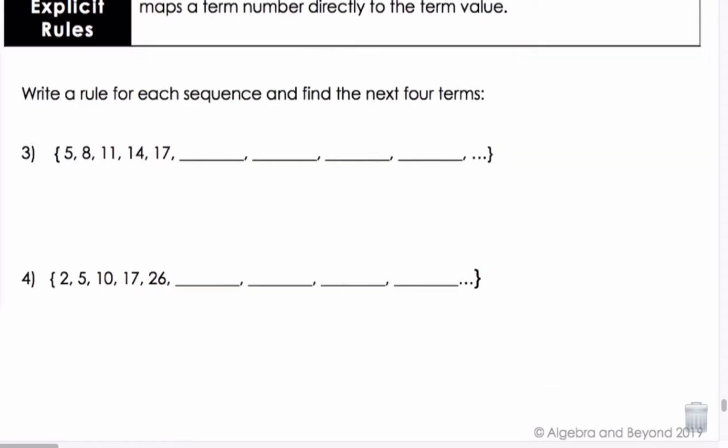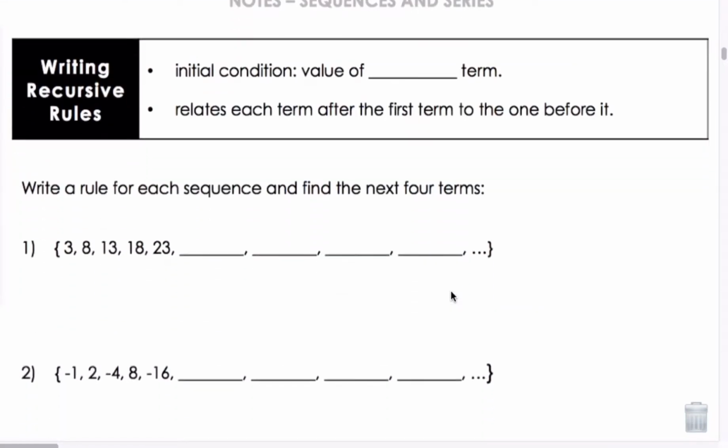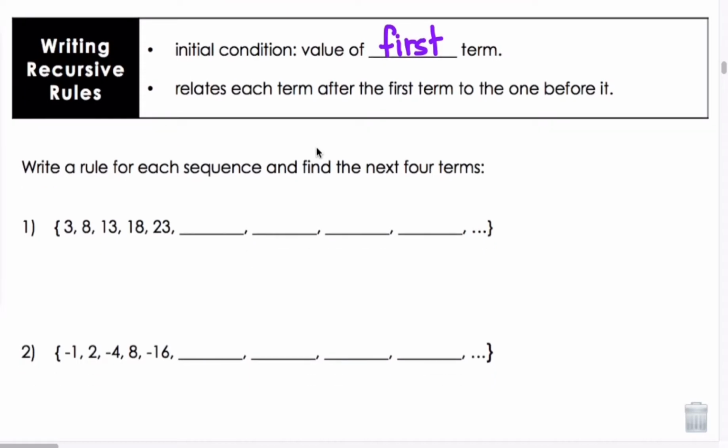Let's go to the next page, where we're going to write recursive rules. So the initial condition is the value of the first term. Okay, so we need an initial condition to write a recursive rule, and then it relates each term after the first term to the one before it. All right, so write a rule for each sequence and find the next 4 terms. Well, we know that a sub 1 is 3, okay?